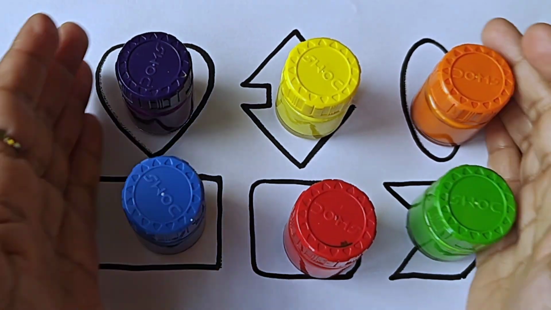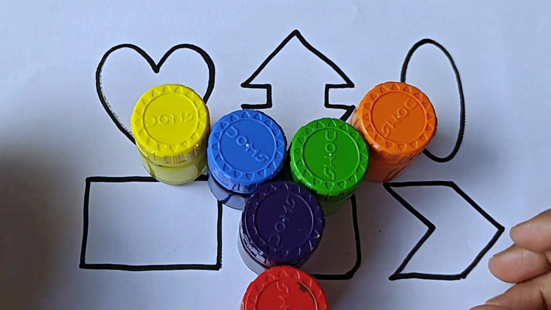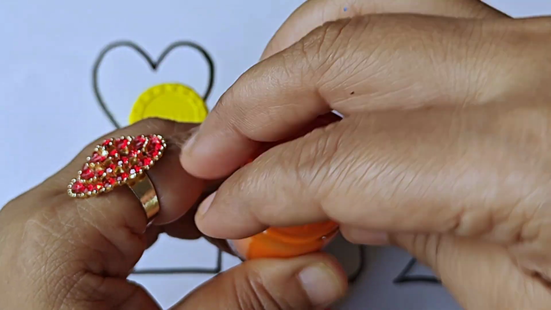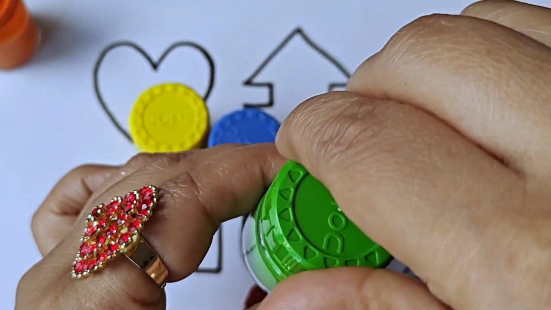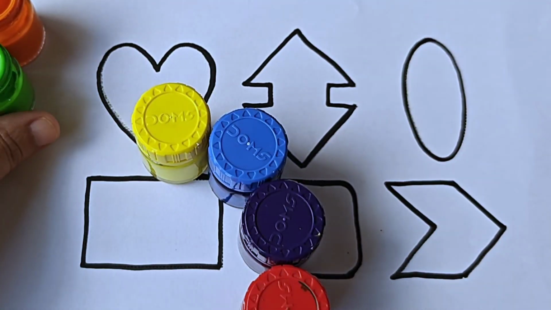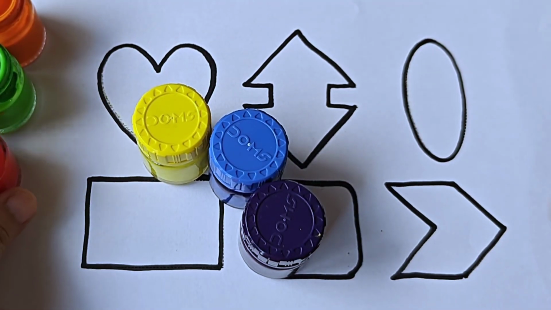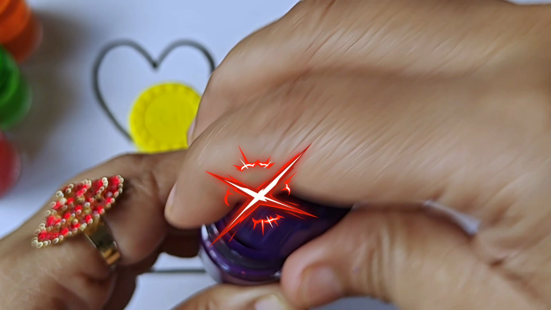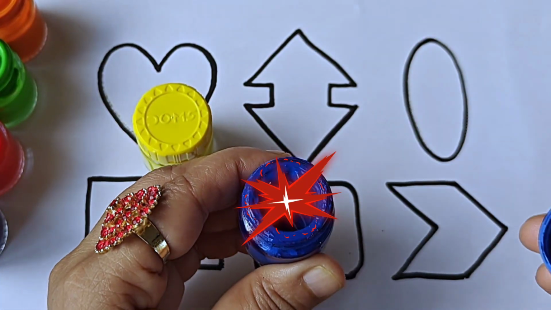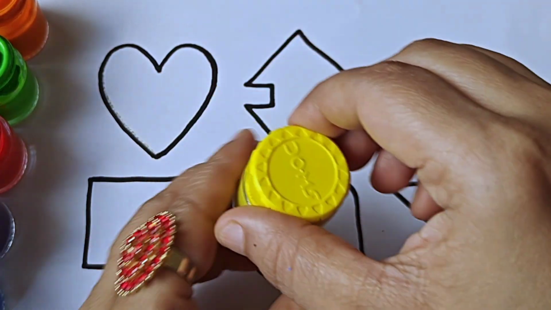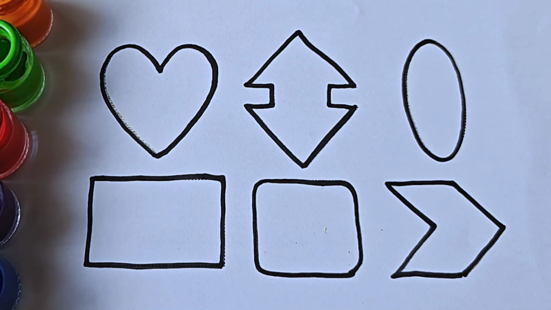Now let us know about the color name. These are our colors. It is orange color. It is light green color. It is red color. Violet color. Blue color. Yellow color.